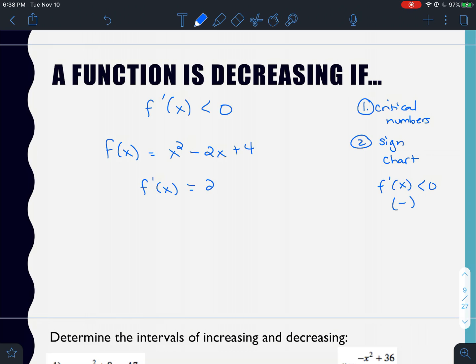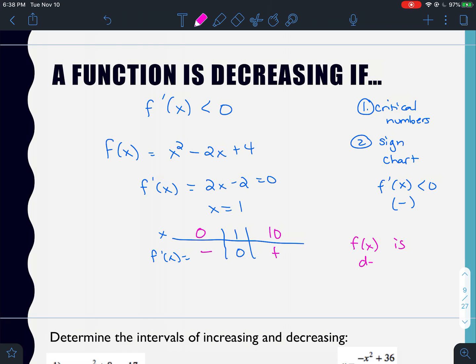So if we have f of x equals x squared minus 2x plus 4, then its derivative would be 2x minus 2. And so the derivative is going to be 0 at 1. That's my critical number. And then again, we make the same sign chart. So we know that the derivative is 0 at 1. And then we're going to do tests. So we can test 0, we can test 10. And we've already done this. It's negative to the left of 1, and it's positive to the right of 1.